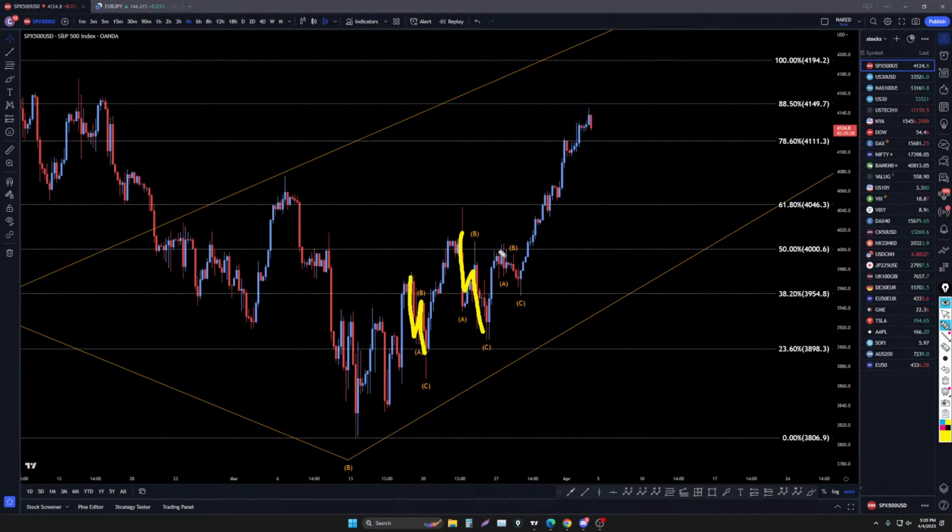A, B, C, A, B, C. I'm sure each one of these little pullbacks was an ABC also. I do believe it is going to go down just by looking at that shape right there, so it probably is going to go down. I won't go short, but instead I'll wait for the three-wave pattern and I'll wait to go long again.